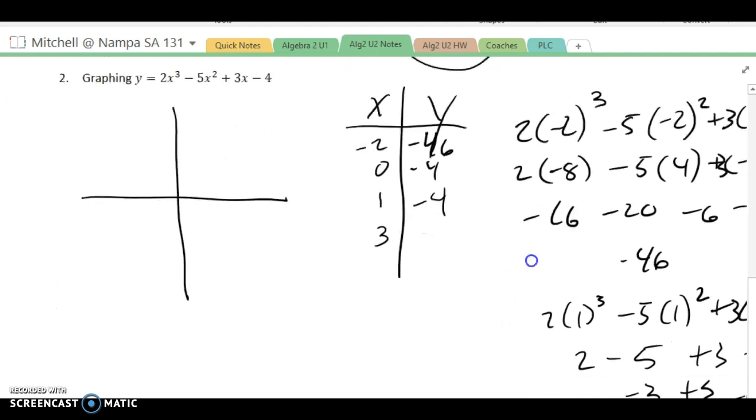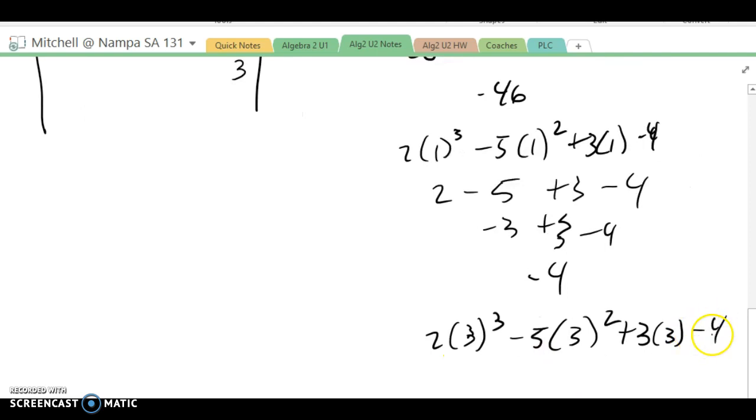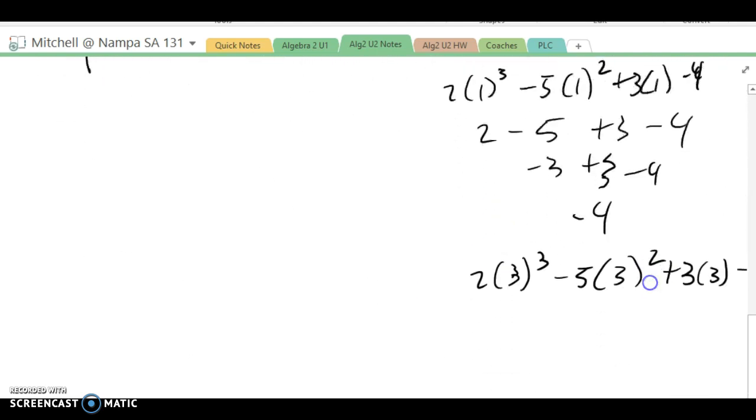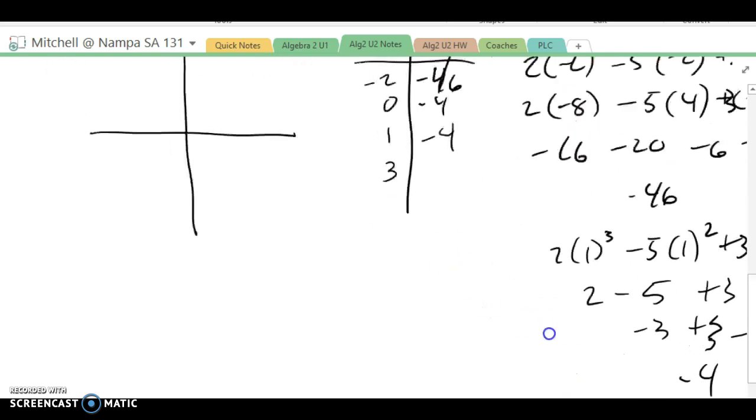And then we're going to put a 3 in and do the same. So again, I'm going to put a 3 in. So we have 2 times 3 to the third, minus 5 times 3 squared, plus 3 times 3, minus 4. Make sure I write this out right. Is that positive? Positive, yeah. So 3 times 3 is 9, times 3 is 27, and times 2 is 54. 3 times 3 is 9, times 5 is 45. 3 times 3 is 9, minus 4. Then we just solve it out. So we have 54 minus 45 plus 9 minus 4, so that's going to be 14. Then we put it here.